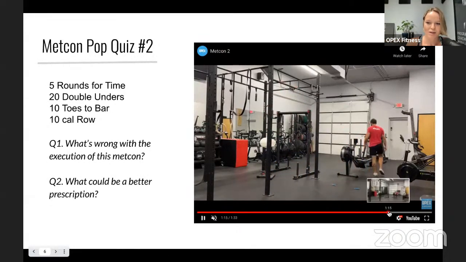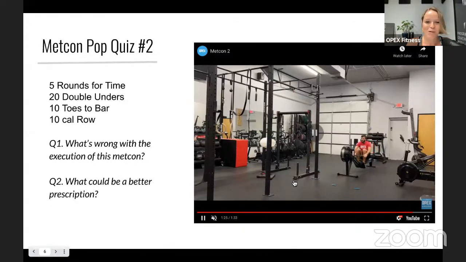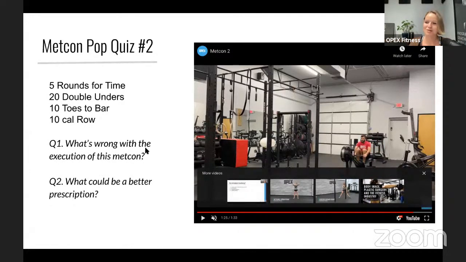Taking a while to get through him, and then he's heading over to that rower. We'll watch him do a couple strokes on the row before we pause it. So guys, I can see you already going ahead in the chat box, pointing out what might be wrong with the execution of this Metcon. But anyone else, question one, what is wrong with the execution of this Metcon?